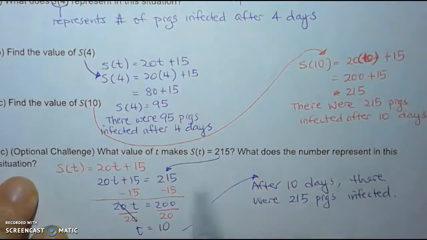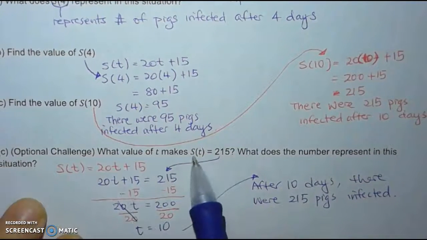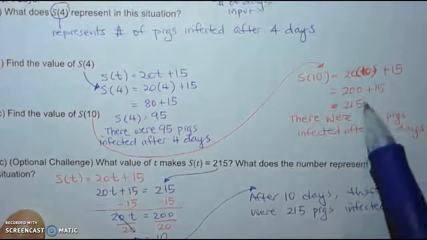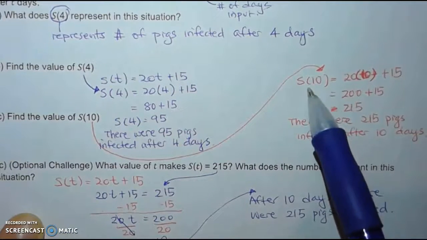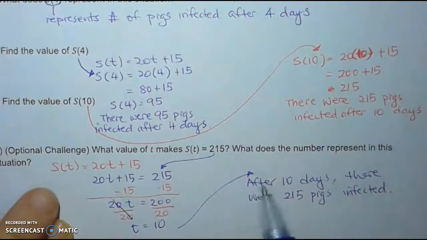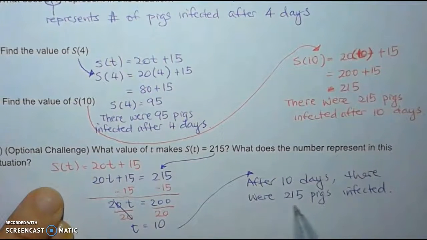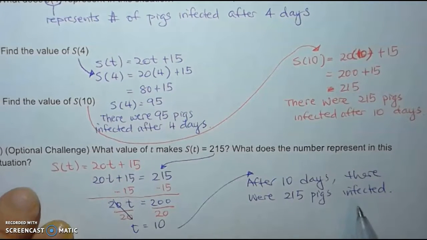And then finally, the challenge optional question asks you, when the output is 215. Well, we found that 215 was after 10 days. So really, you could say that after 10 days, there were 215 pigs infected. That's what it means.